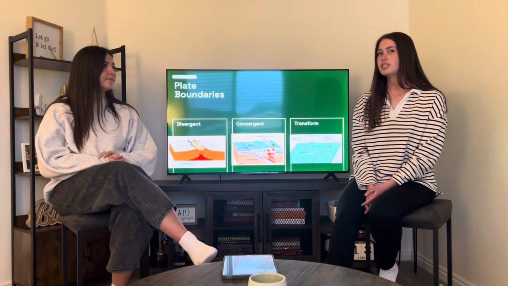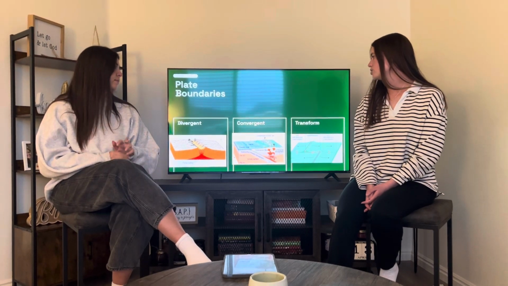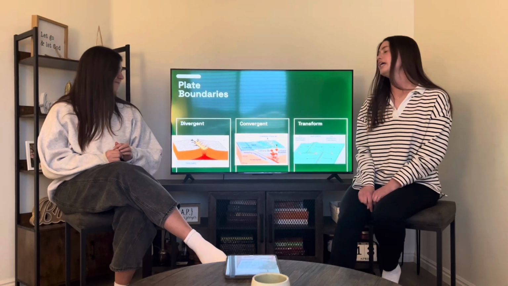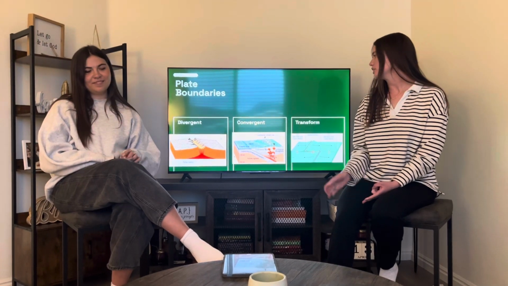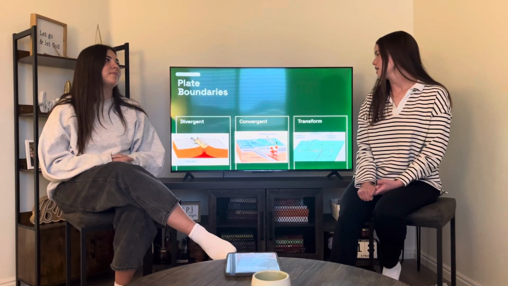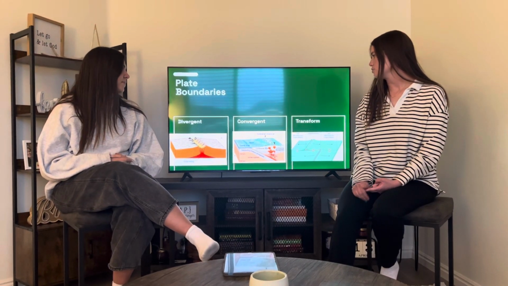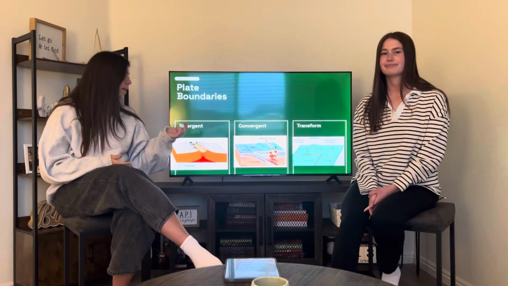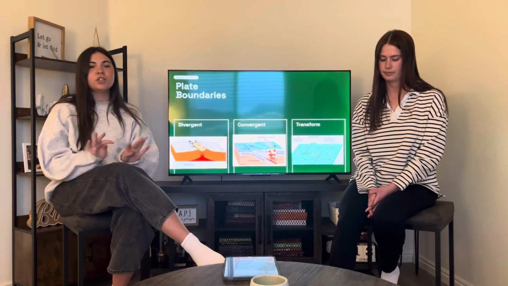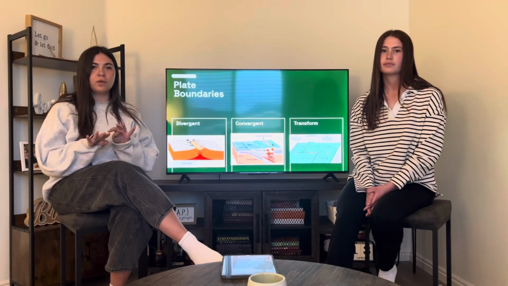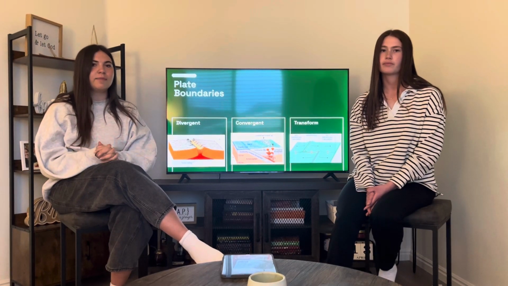Then we've got convergent plate boundaries, and these are going to be oceanic, continental, or oceanic-continental. We're going to have some seafloor trenches, some volcanic arcs, as well as some mountains. And then lastly, there's transform plate boundaries, which is when two parts of the Earth's crust, along strike-slip faults, are going to move and slide across each other, causing deep faults.